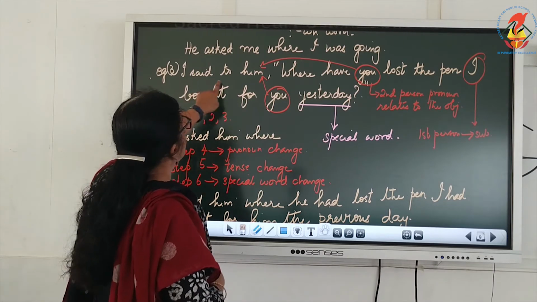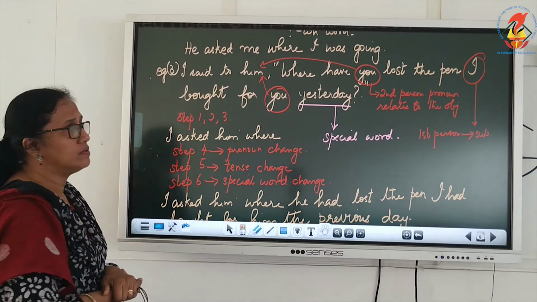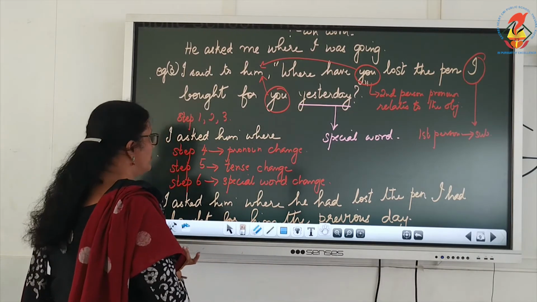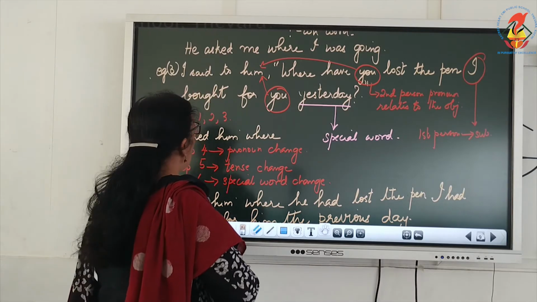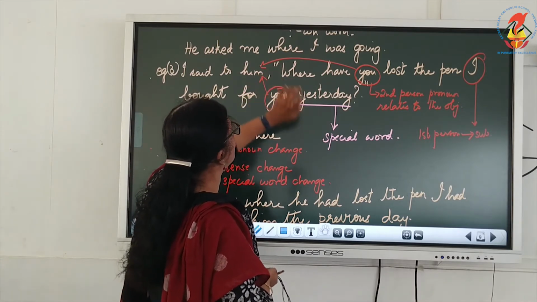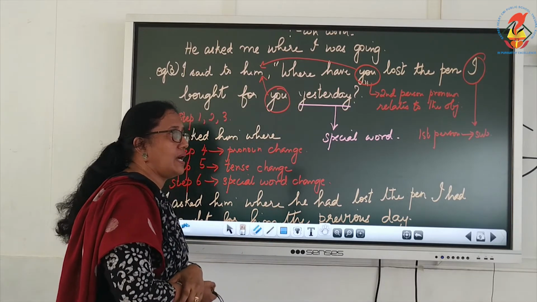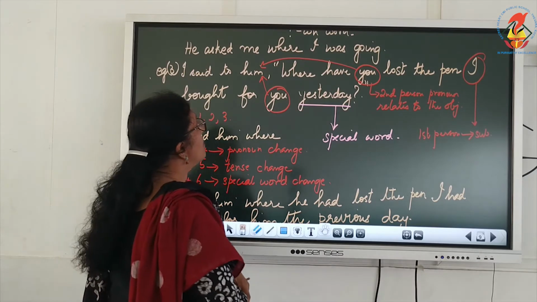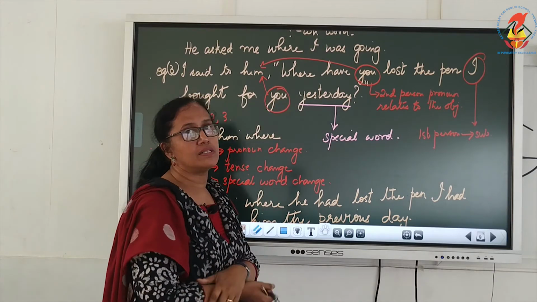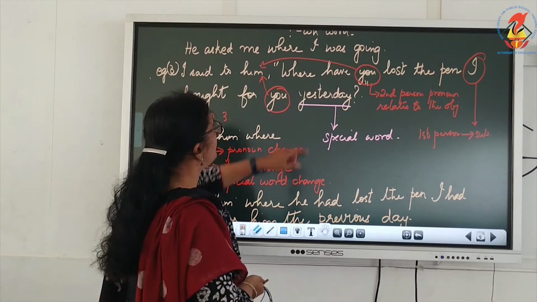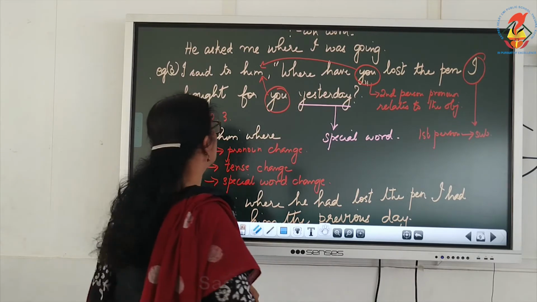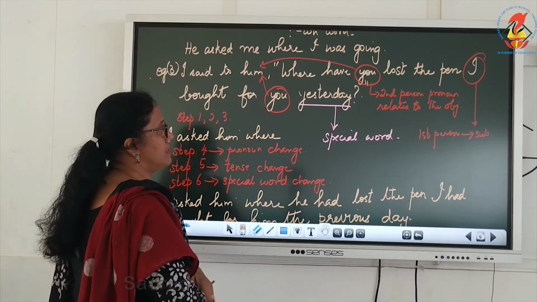Now, have a look at the reporting verb. I said to him. So, here, because it's a question you are asking, automatically we will replace that with the verb asked. Then third one is what? You remove your punctuation marks and then you use the conjunction that or any other suitable conjunction. Where have you lost the pen? Because your expected answer is not a yes or a no, you are going to retain this WH word when you change it. So, he asked me where. So, step number 3 is completed.